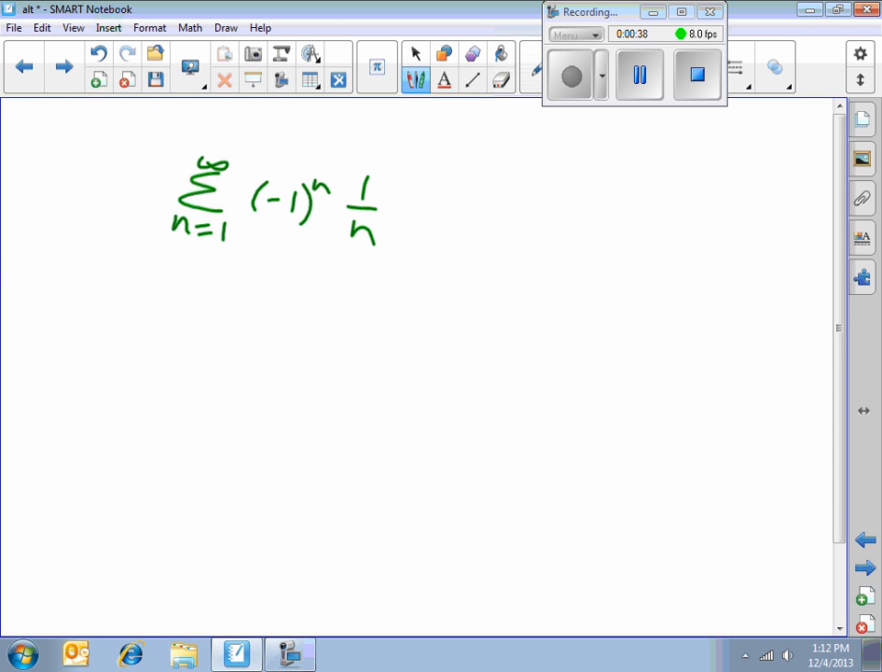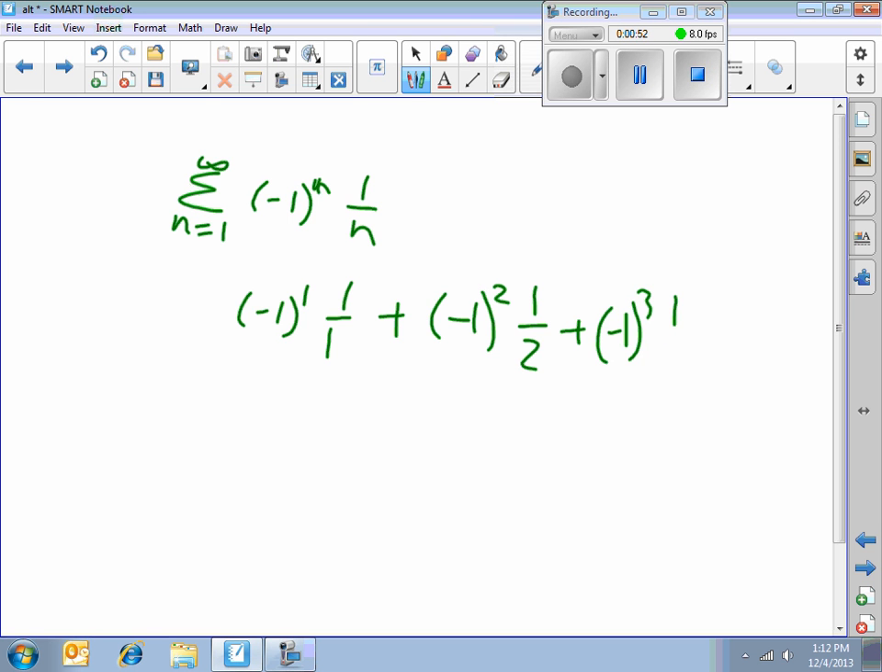So if n is 1, then we'd have -1 to the first power times 1 over 1. When n is 2, -1 squared, 1 over 2. Then -1 cubed, 1 over 3. And the reason this alternates is anything to the odd power is going to be negative, anything to the even power is going to be positive, and so forth, like that.